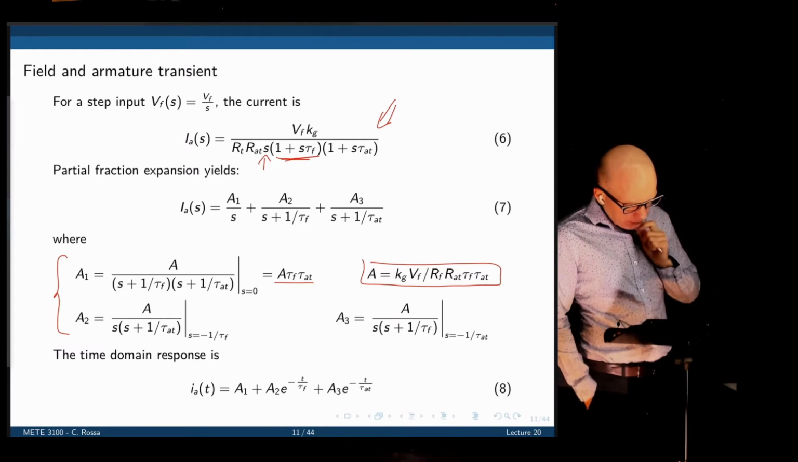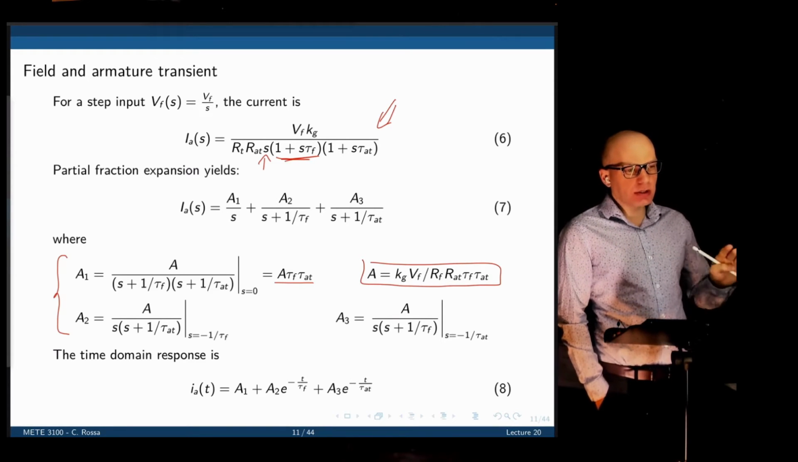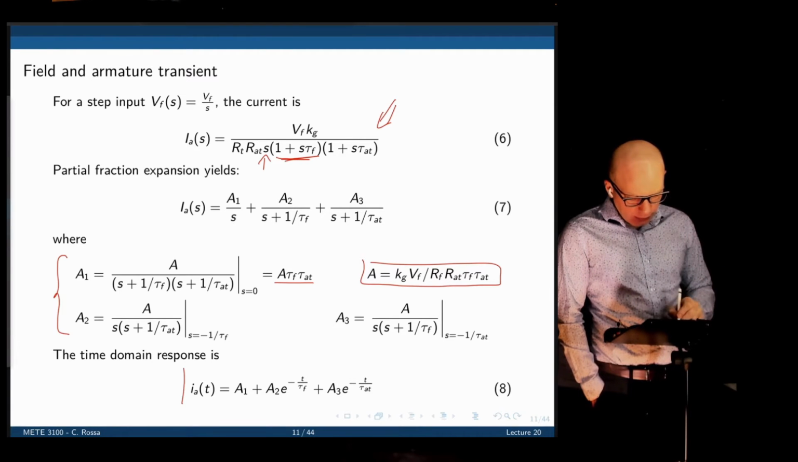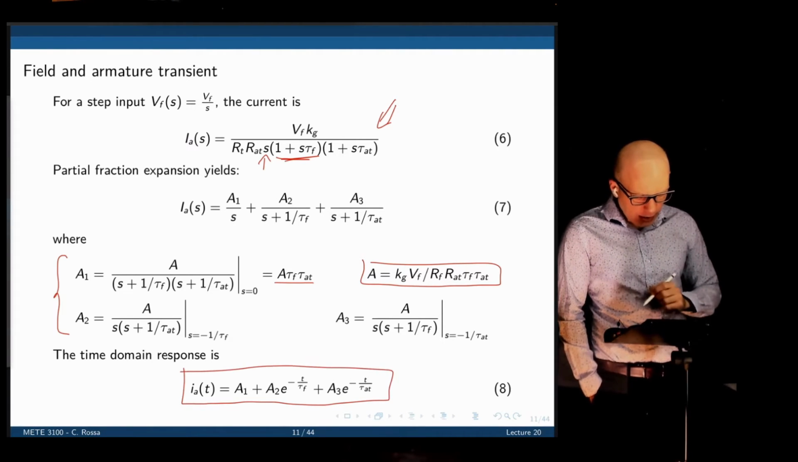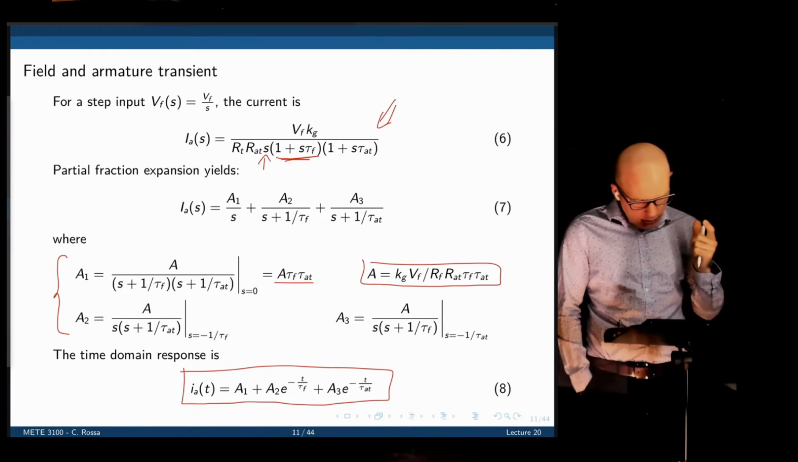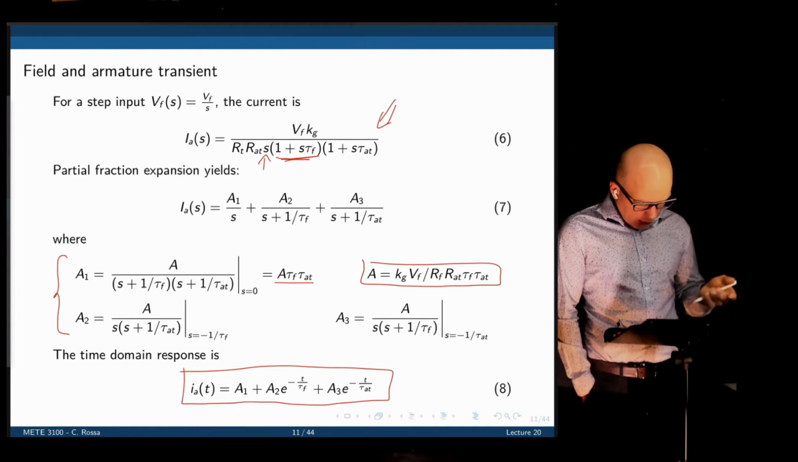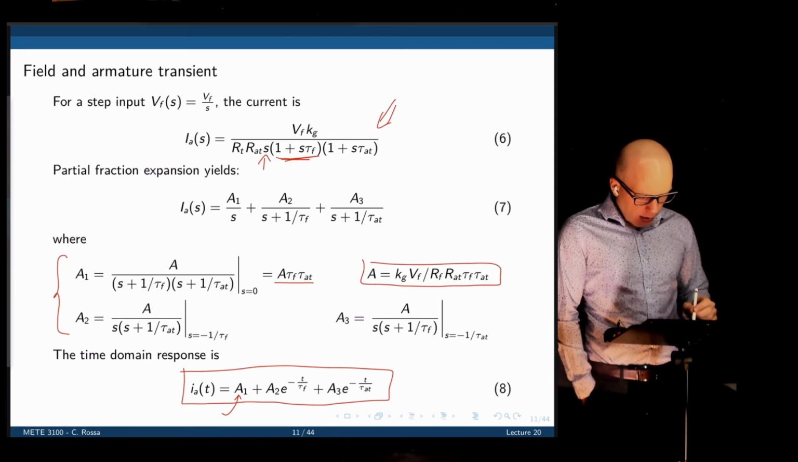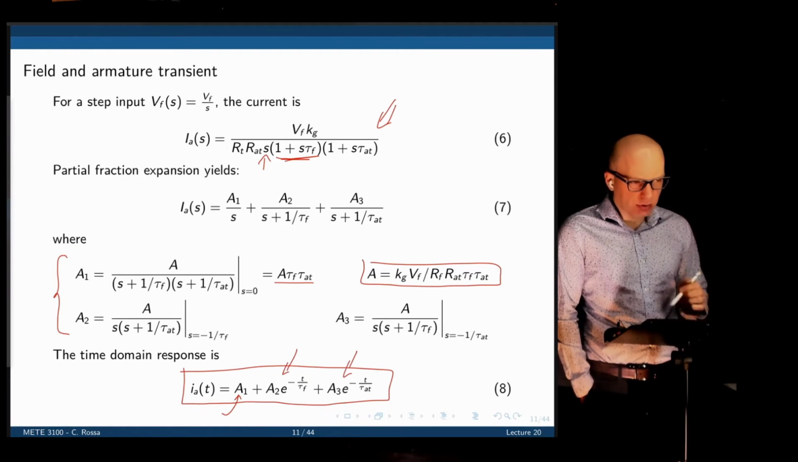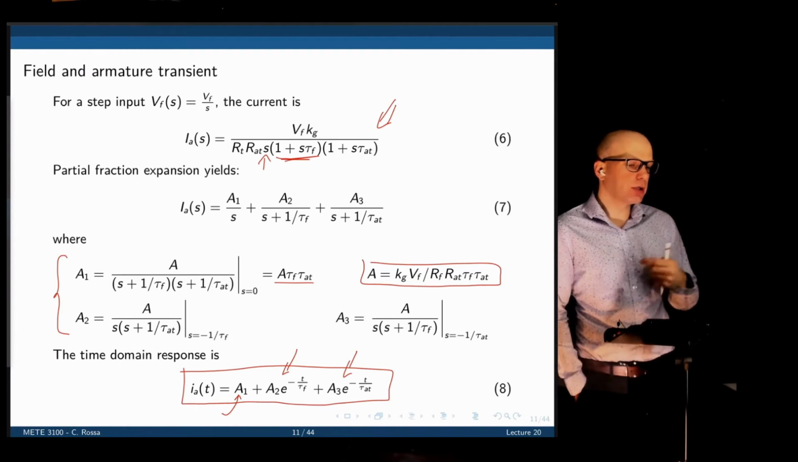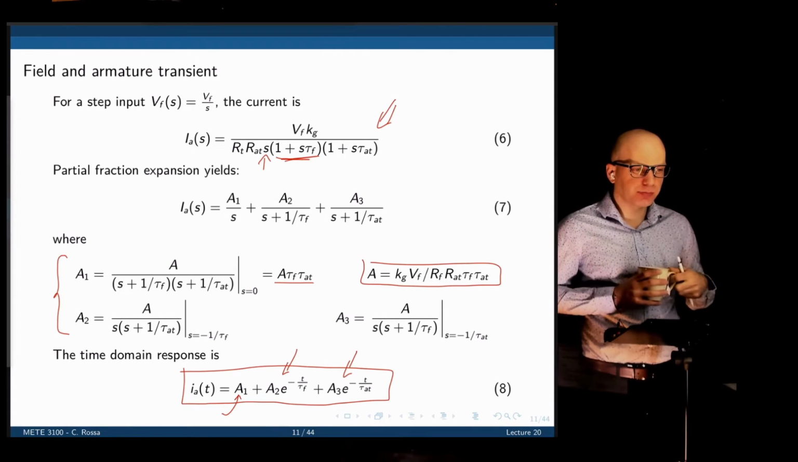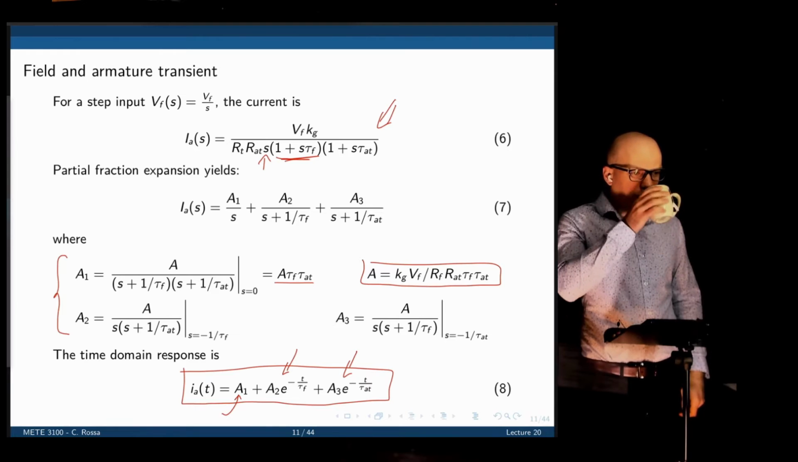Any questions? So when you find these constants, we can finally do the inverse of equation 7. And when you do the inverse of equation 7, we see this. So what can we see in this equation? We see two important things. The current will have a steady state value, that is A1. And we have two transients, two exponentials, and that makes sense. One comes from the field winding, one comes from the rotor winding time response. Any questions?